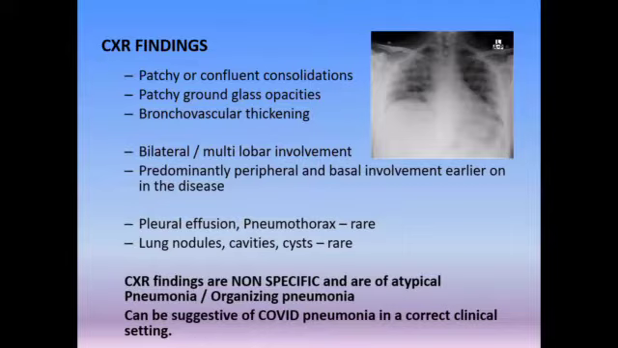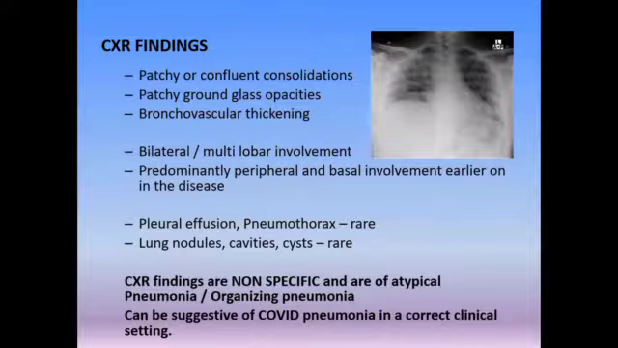So like I said earlier, you can get patchy or confluent consolidations, patchy ground glass opacities, and bronchovascular thickenings. This patchy nature of the ground glass and consolidations is a little bit suggestive of COVID. We don't usually see a segmental or lobar consolidation in these patients. It's more like a bilateral involvement with patchy areas of lung involvement. So usually it's bilateral multilobar. Having said that, we do rarely see patients with unilateral involvement.